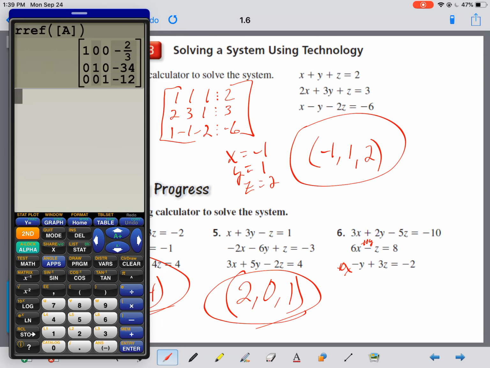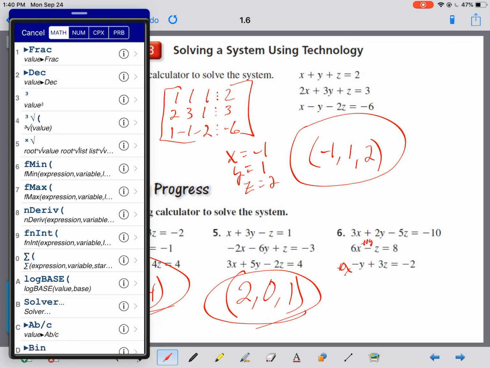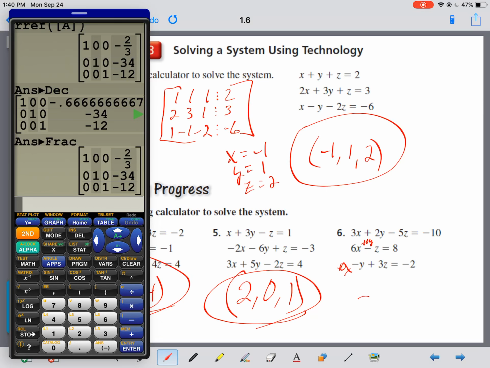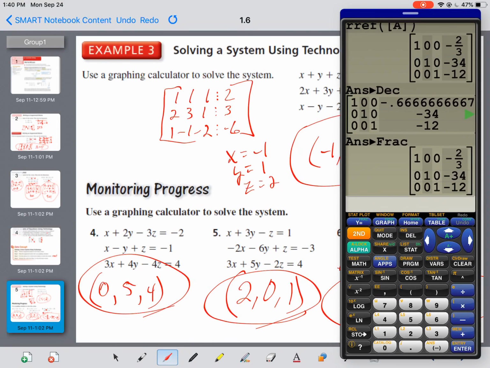Ooh, mine gave it to me in fractions. You might get something that looks like this, where it gives you a decimal, okay? You should try to change that to a fraction. So what you can do is go to math. The very first thing you get to is triangle frac. That means change to fraction. Take the answer, change it to a fraction. Yes. So you get negative 2/3, negative 34, negative 12. Let's see. Yep, that's what the book has too. So that's how you type them in the calculator. Give it a try and work on the exercise problems.